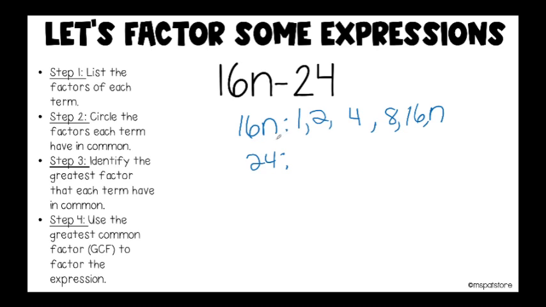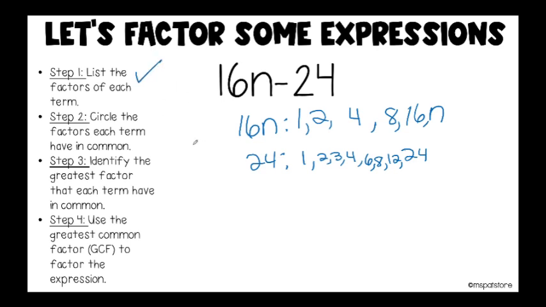And so now let's make a list of the factors of 24. 1 times 24, it is 24. Also, 2 times 12, it is 24. 3 times 8, it is 24. As well as 4 times 6. 4 times 6. There you go. So I am done with step number 1.